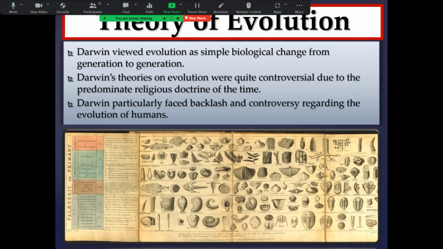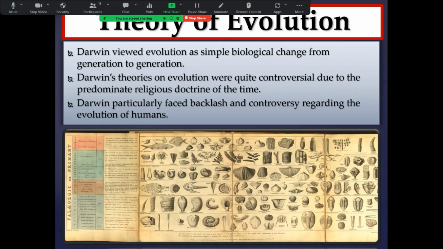So Darwin particularly faced backlash and controversy regarding the evolution of humans. Because of course, humans were a little bit arrogant, right? We like to think that we're somehow separate, somehow better from the rest of the animal kingdom, when in reality, we're not. We're just a species within our ecosystem, just like any other species is. But yes, of course, especially at the time Darwin was first presenting, I should put hypothesis on the slide, because at this time it was a hypothesis.